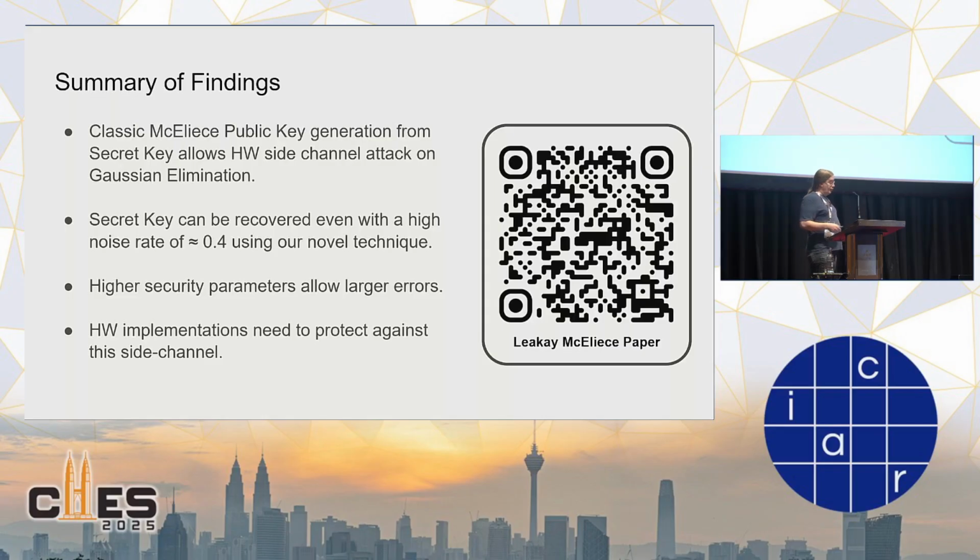So the summary of my findings: we showed you how to reconstruct classic McEliece secret keys from a leaking Gaussian elimination. We have very good error recovery, approaching 40% of bit flips. And higher security parameters allow for larger errors, and hardware implementations need to figure out how to protect against this. Thank you for your time.